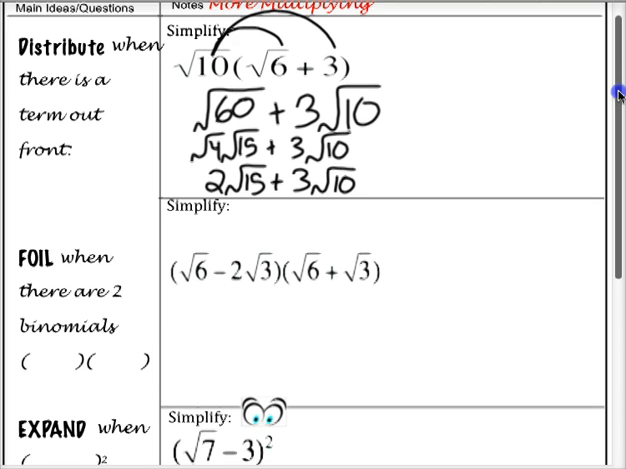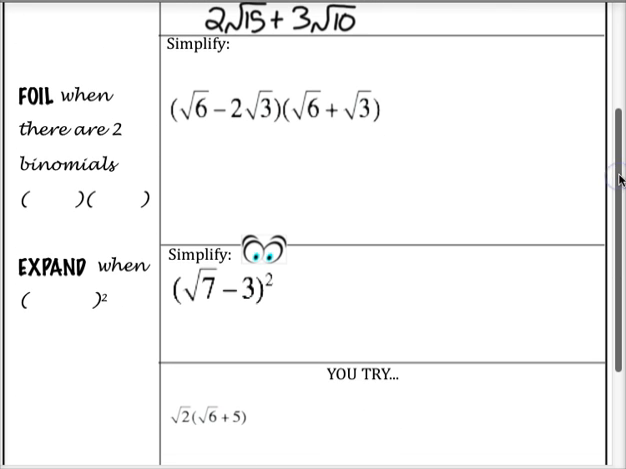All right, now looking at our next one. When you have two binomials, two parentheses, that is telling us that we're going to have to FOIL this. In the foiling process, the F means first: square root of 6 times the square root of 6. Remember, a square root times itself just gives you back the number that was inside. It gives you back that 6. Outside, square root of 6 times the square root of 3. Both of them are inside the square root, so we can multiply them to be the square root of 18.